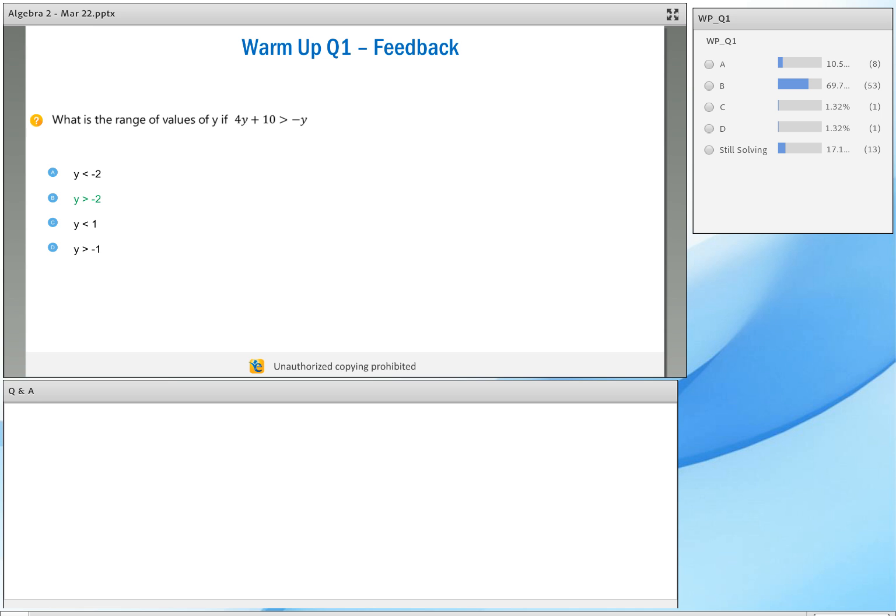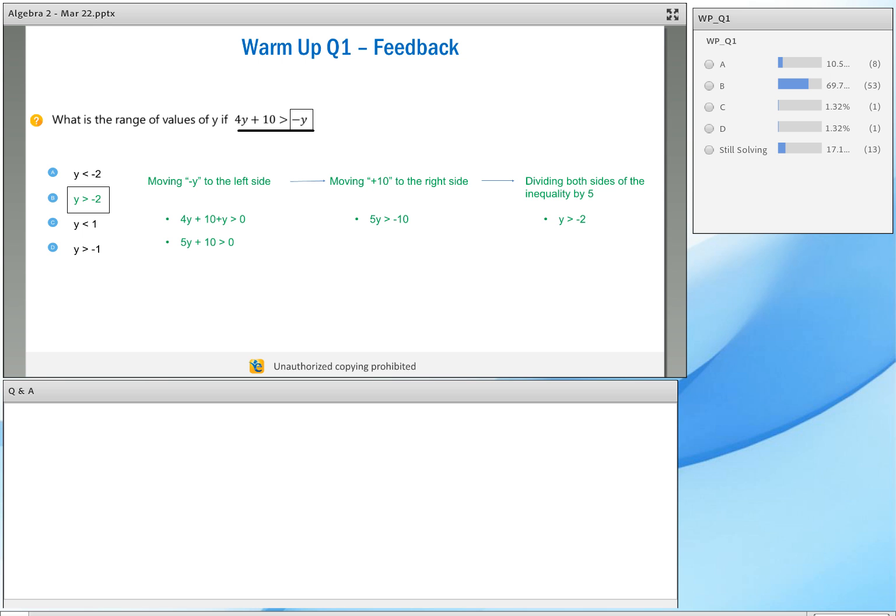The question really said, what is the range of values of y if this inequality exists, which is 4y plus 10 is greater than minus y. Essentially, this question tests your ability to solve an inequality. So how do you go about doing this? You take this term, minus y, and move it to the left side, which is also adding y to both sides. This inequality becomes 5y plus 10 is greater than 0. You move plus 10 to the other side. This becomes 5y is greater than minus 10, and by dividing by 5, you get y is greater than minus 2, which is choice B, your correct answer.